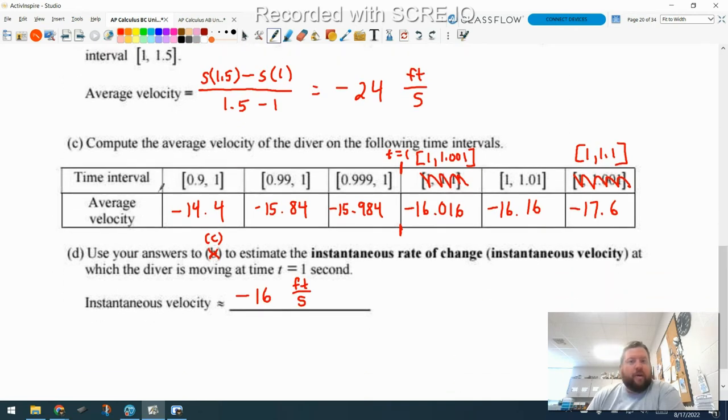So that's doing a limit, right? We're defining that numerically, approaching, seeing where it approaches. If we did even more decimal places, we would see it get even closer and even closer, and eventually it would round to exactly negative 16, and that's what we're looking at.